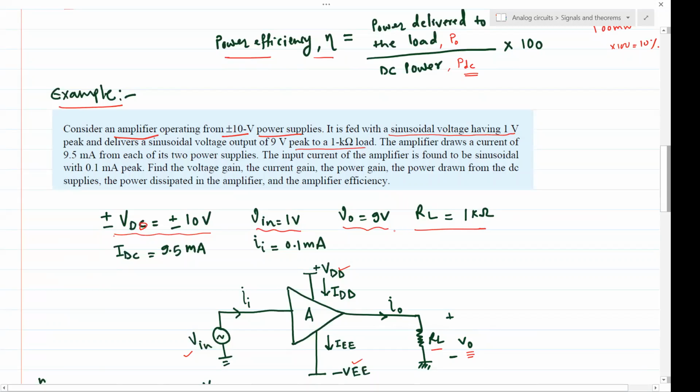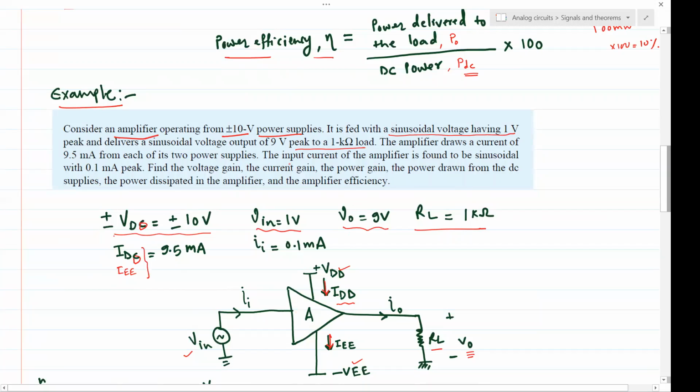Now this amplifier is drawing a current of 9.5 milliampere from each of these two power supplies. So it means it draws the current of 9.5 milliampere IDD right here, and we can write here IEE. So these two currents are equally 9.5 milliampere each from each of these power terminals.